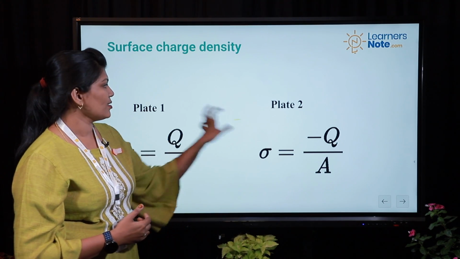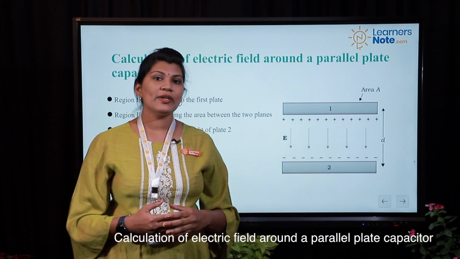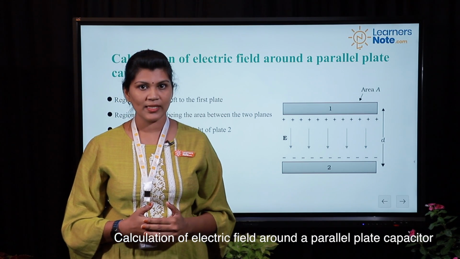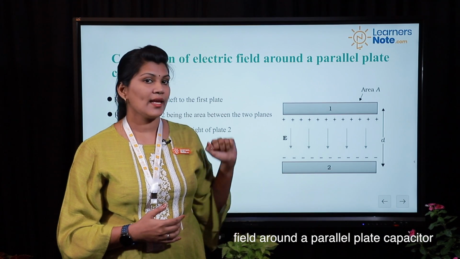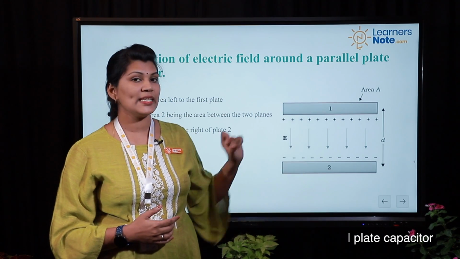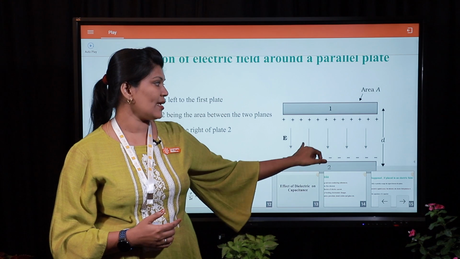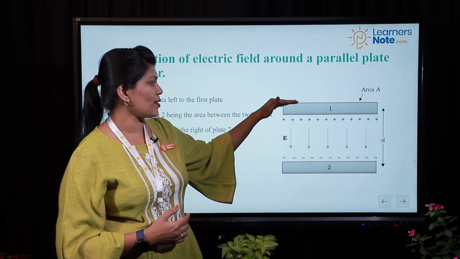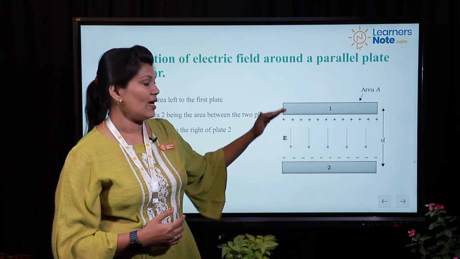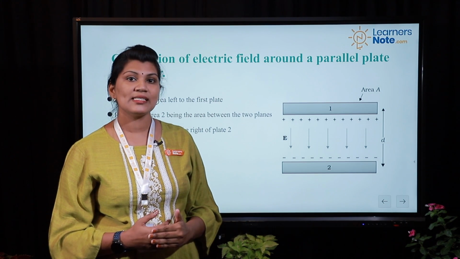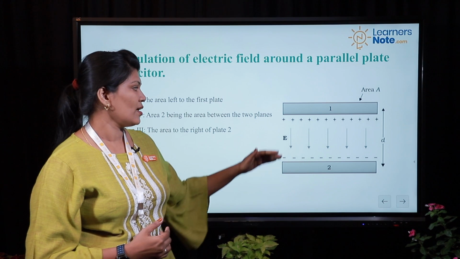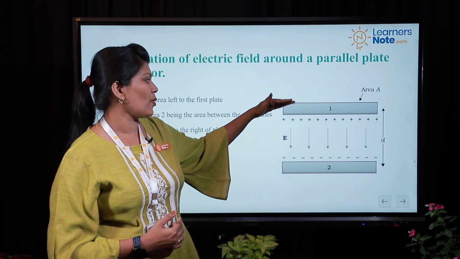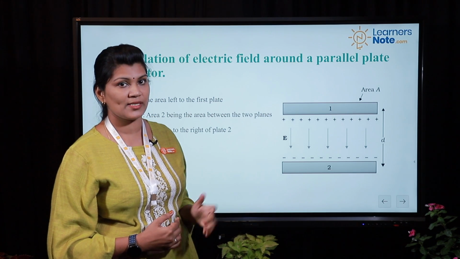Then we are going to derive the expression for capacitance of a capacitor. For that, we have to consider a capacitor having two plates separated by a distance d, and A is the area, and it consists of plus Q charges on the first plate and minus Q charges on the second plate. Here we can see that an electric field starts to flow from the positive plate to the negative plate.